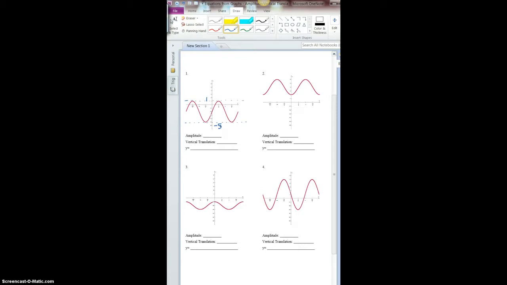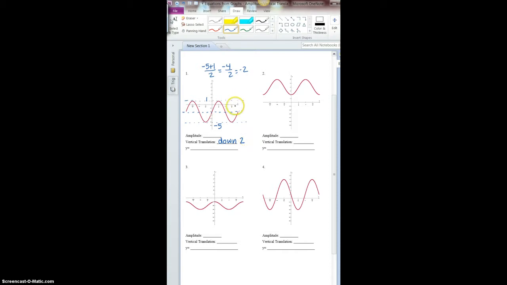All right, so then the middle is halfway in between those two. So you can either count or you can find the average of the two. So -5 plus 1 over 2 would be -4 over 2, which is -2. So that's where the new middle is. All right, so that means my vertical translation, the entire graph shifts down 2. And when you write down the vertical translation, make sure you use a word and then a number. So it's either going to be up or down, and then the amount that it shifts up or down.